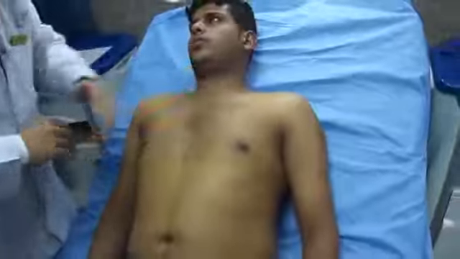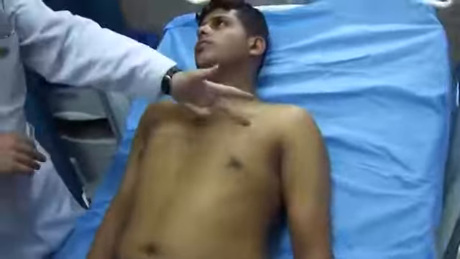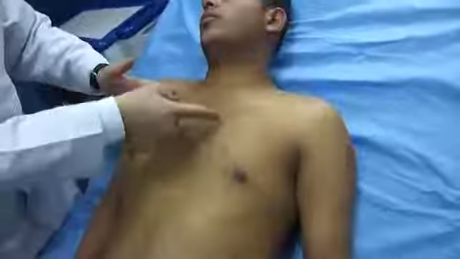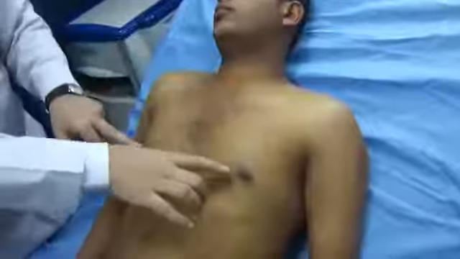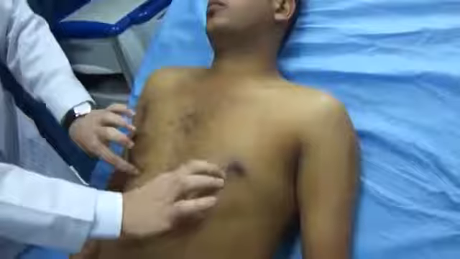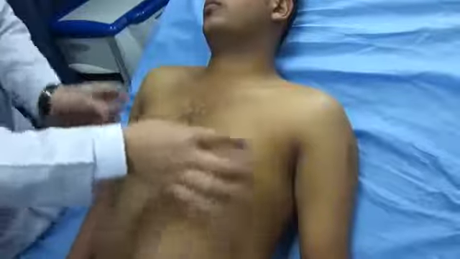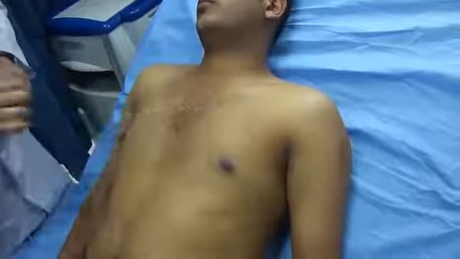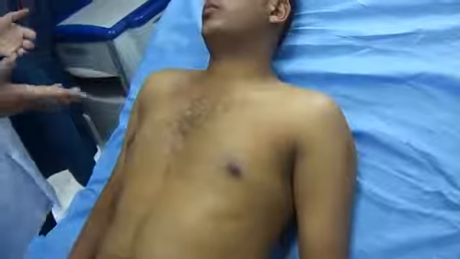What is above it is the upper zone. From the upper zone up to the fourth rib is the middle zone. From the middle zone to the sixth rib or below is the lower zone. So we have upper zones, middle zones, and the lower zones. I'll ask the patient about any pain.